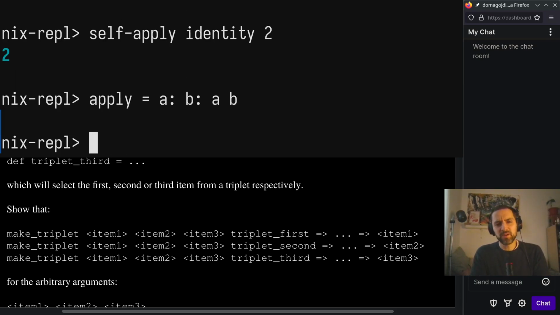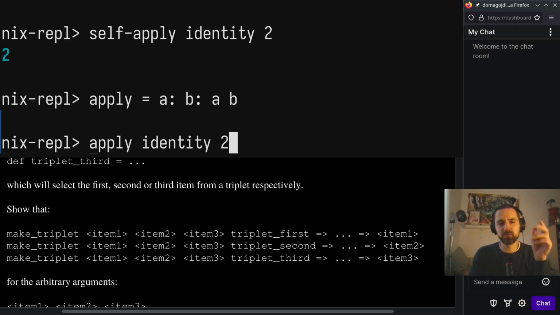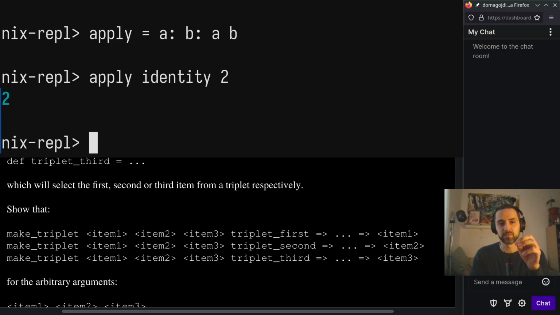Now we are defining it in curried form. So look, you can now do apply identity and then 2. It's the same as identity 2, but now you can use apply. Apply A, which will be identity, to B, which is 2. And we get a 2.